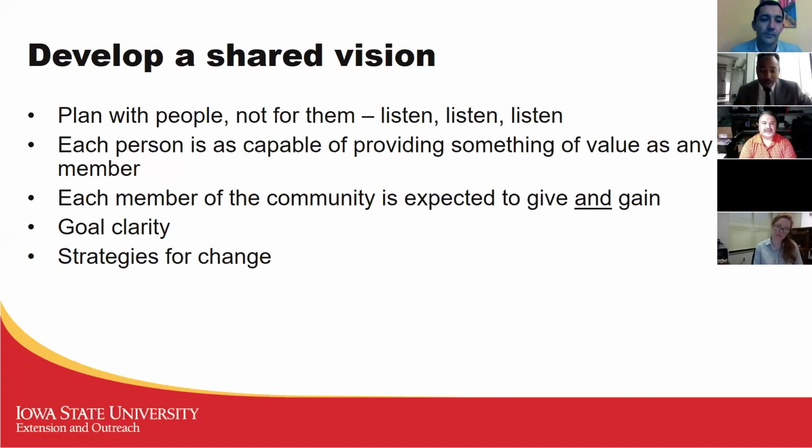Listen as much as possible, making sure that knowing that every person is capable of providing something of value to the mission and the end goal. And then each member of the community is expected to give and gain, right? They're going to put in some hard work. We're going to put in some hard work, and hopefully we all gain at the end of it.